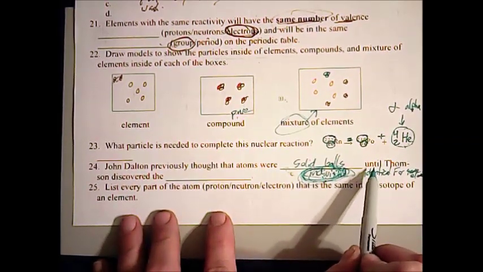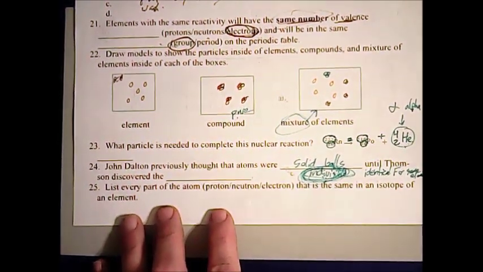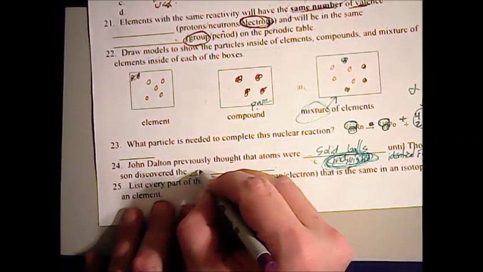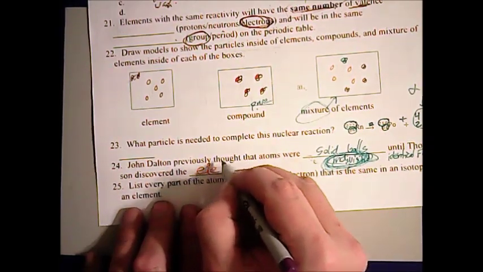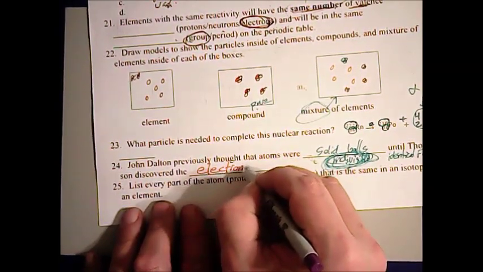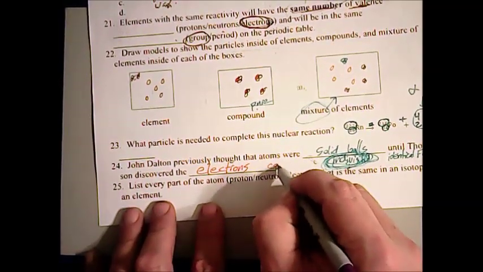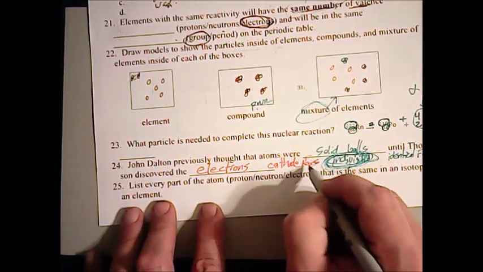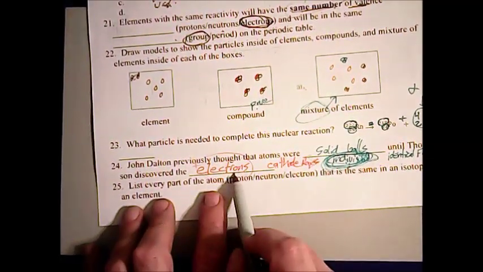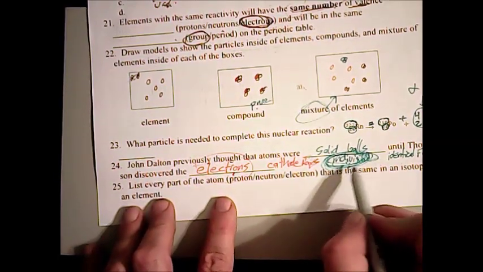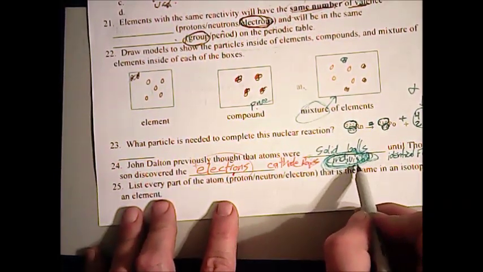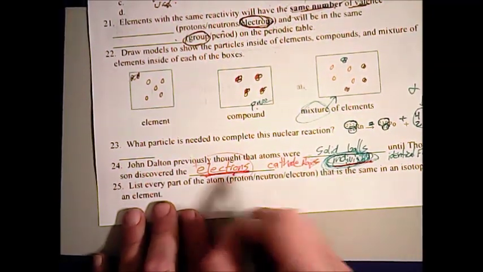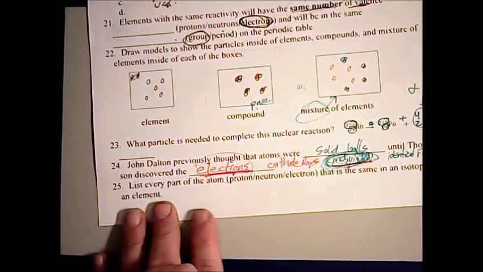And then it says, until Thompson discovered what? And J.J. Thompson, with his cathode ray tube, the great fashion of the day, he discovered electrons. Called them cathode rays. Alright. So when he discovered electrons, that defeated John Dalton's idea about atoms being indivisible, because clearly there was something that was smaller than an atom, and that was the electron.